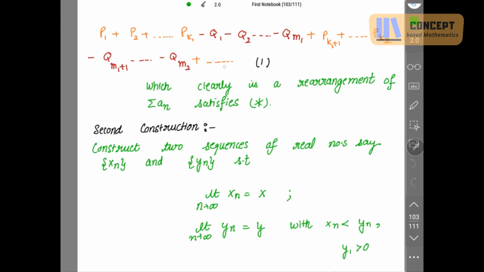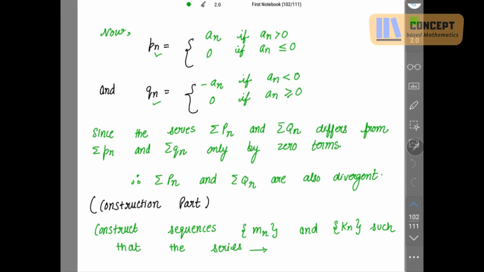Here it stopped with m1 and I continue with m1 plus 1 up to m2, right? Then next, it stopped with k2, then I should write pk2 plus 1 up to pk3, then followed by negative terms. Such a type of arrangement we have to make. So this is clearly a rearrangement of summation An which satisfies star. What is star? Star, I have mentioned in the theorem.